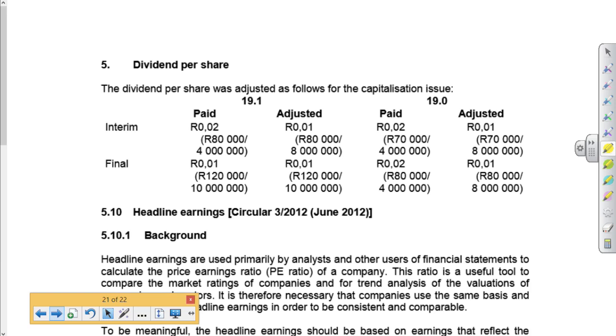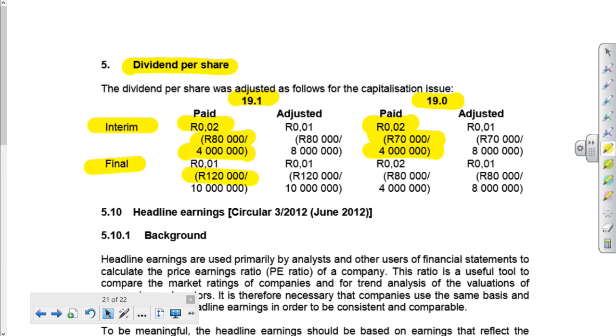Okay, but here's the note. Dividend per share. The dividend per share was adjusted as follows for the cap issue, in 91 and in 90, current year, prior year. Interim dividend, current year, 80,000, 4 million shares. Prior year, 70,000, 4 million shares. 2 cents, 2 cents. Final dividend, 120,000, 10 million shares, 1 cent. Prior year, 80,000, 4 million shares, 2 cents.